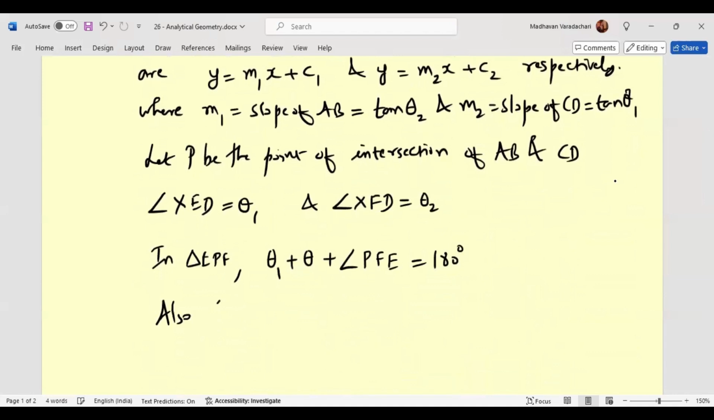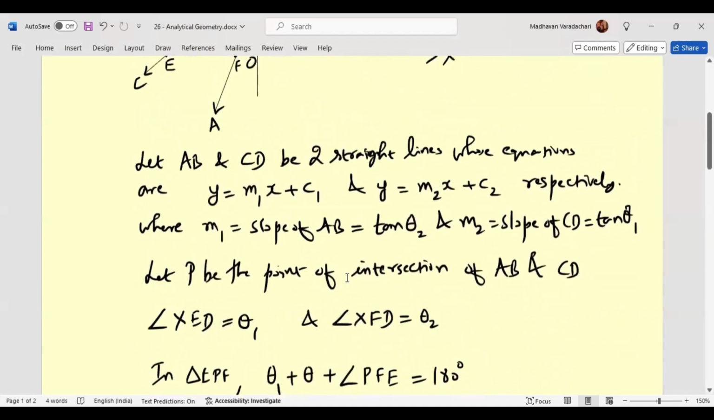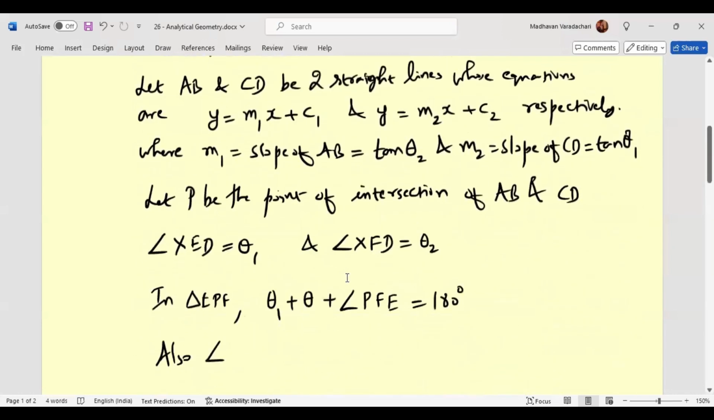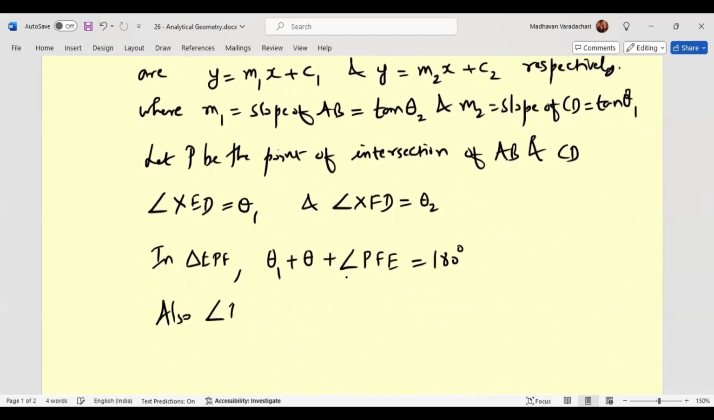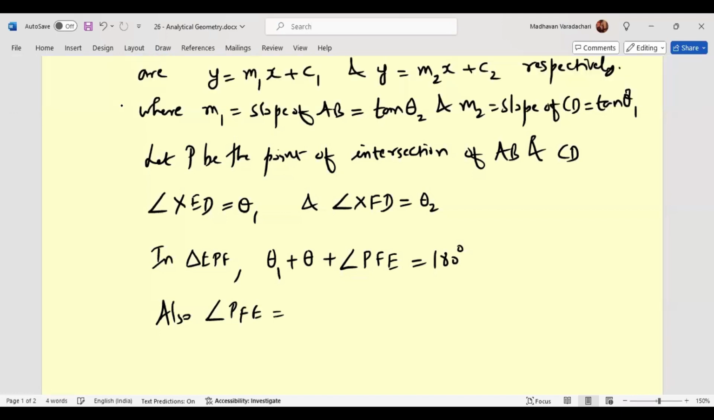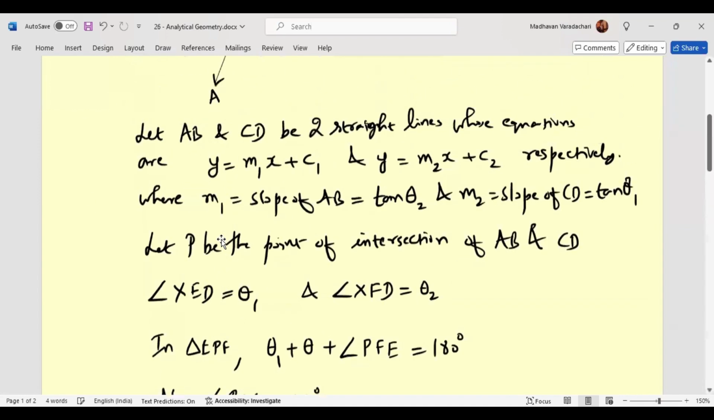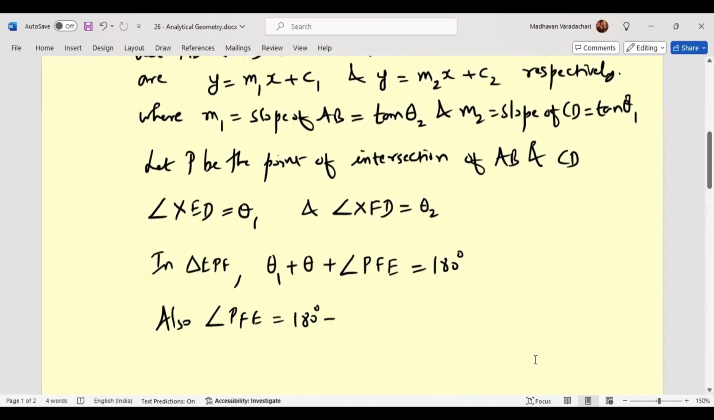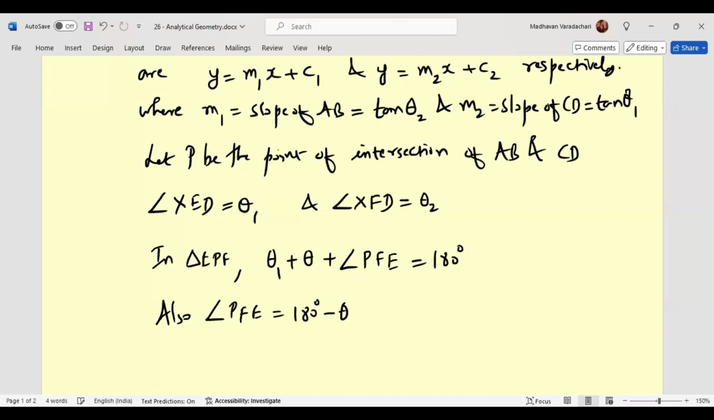Also, angle BFE is equal to 180 degrees minus theta 2. This, let us call it as 1, this let us call it as 2.